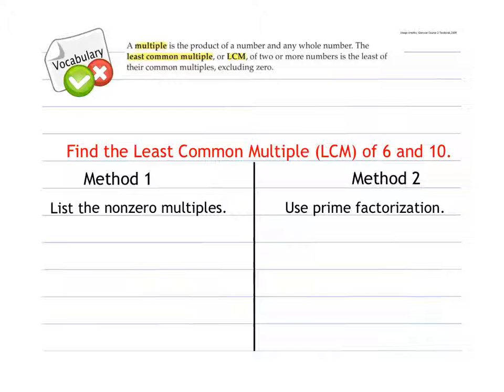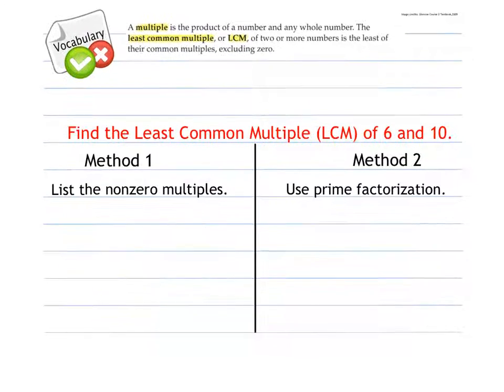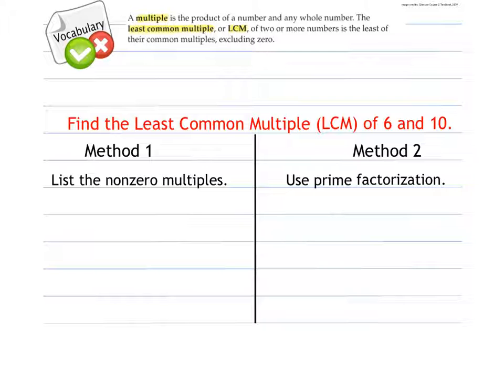So just like with greatest common factor, there are two methods that we can use here to find the LCM. The first one is to list the non-zero multiples, so the numbers that they multiply into. So we're looking at 6 and 10 here. For 6, the multiples are like skip counting by that number. So 6, 12, 18, 24, 30, 36, 42, 48. Now you just go for a while and then stop and start with the other number and see if it lines up, and if not, you keep going until you find the smallest multiple that they have in common.